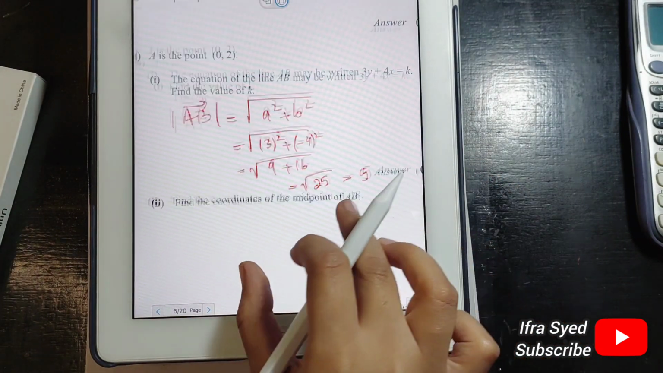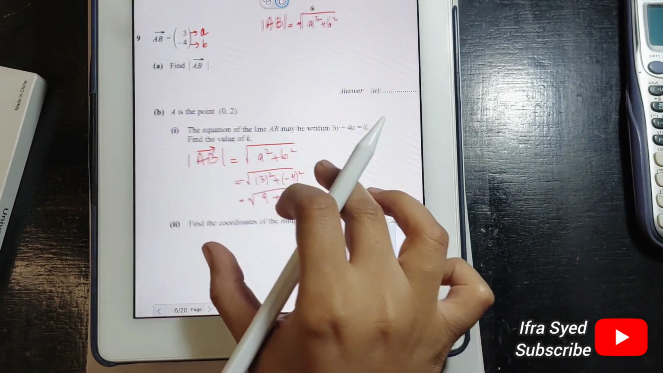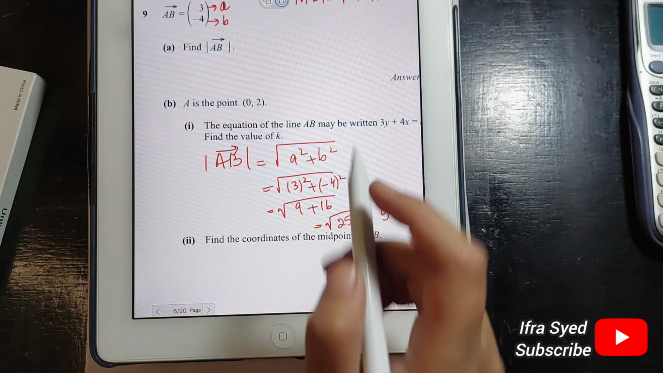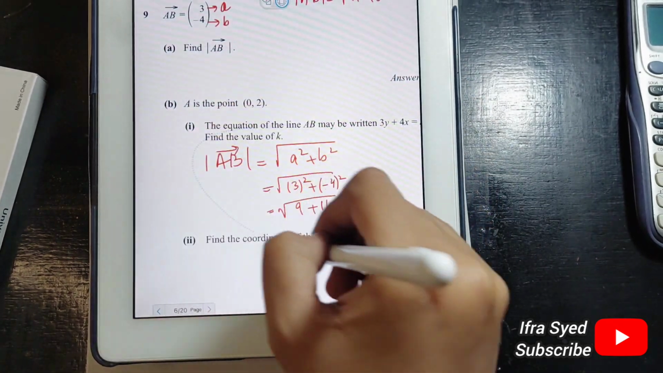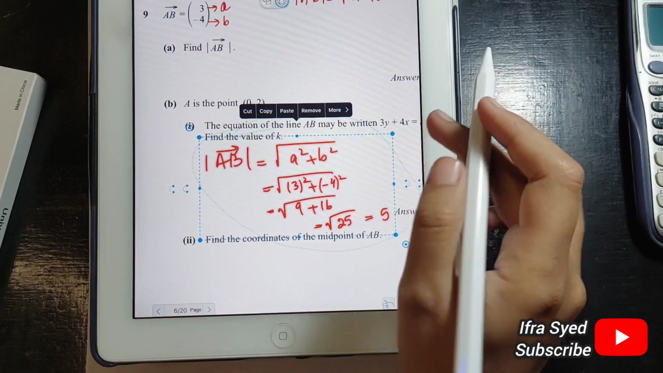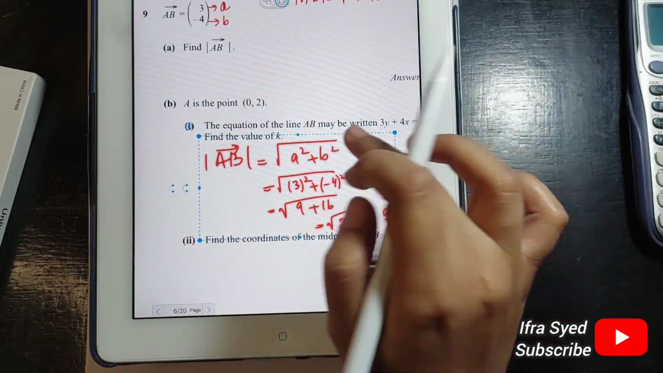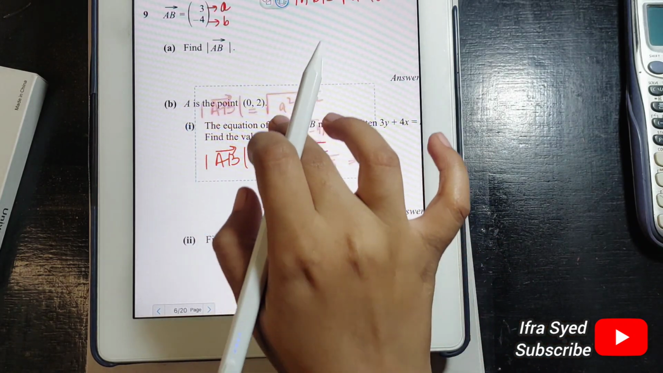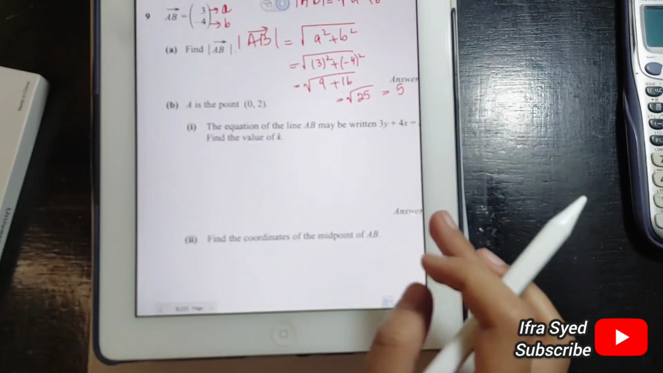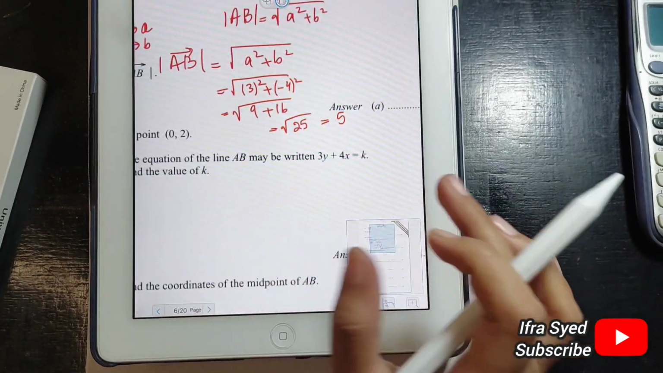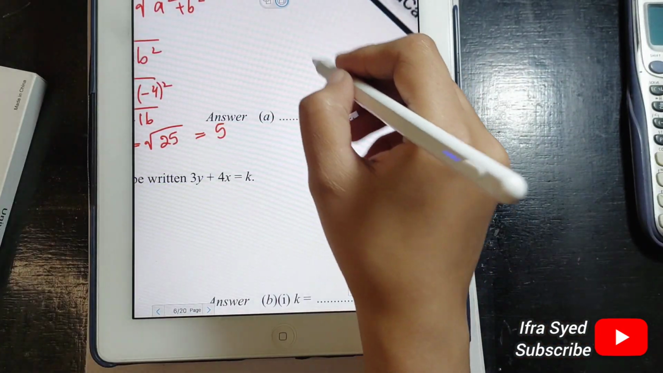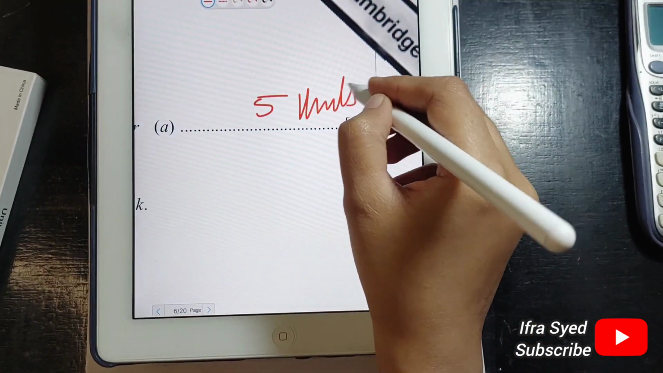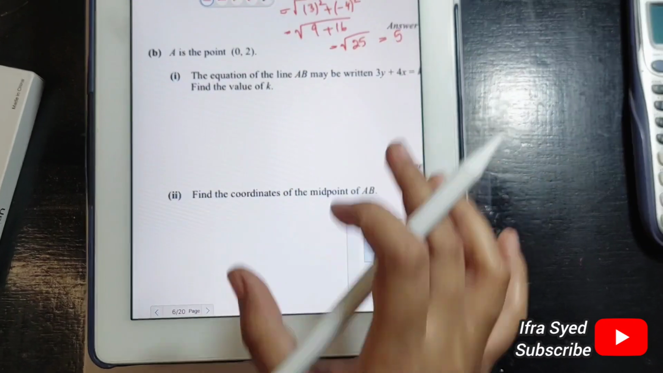So my answer is 5, but I think I wrote the answer of A part in the B part, so that's why we moved this from here. I'm just simply circling my answer and placing it in A part. So I place my answer in A part, and my answer is 5. I'm writing here that my answer is 5 units. Now let's move to the next part.